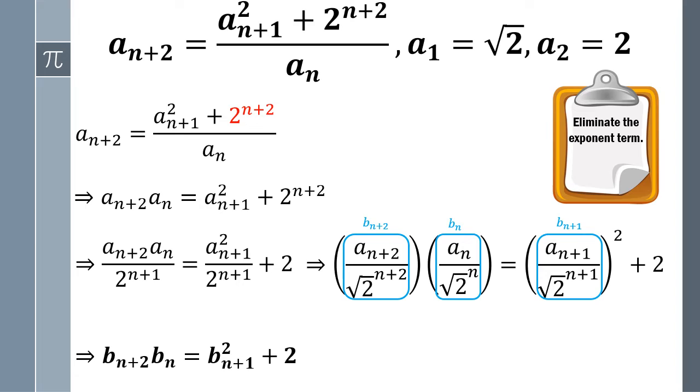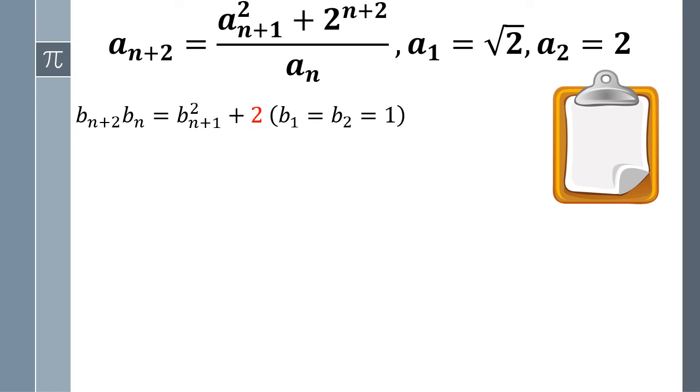Up to now, we have successfully changed the original recursive expression into a new one in which the exponent term is eliminated. It looks simpler. And here, don't forget to calculate the values of b_1 and b_2 according to a_1 and a_2. This is fairly simple. b_1 equals 1 and b_2 equals 1.